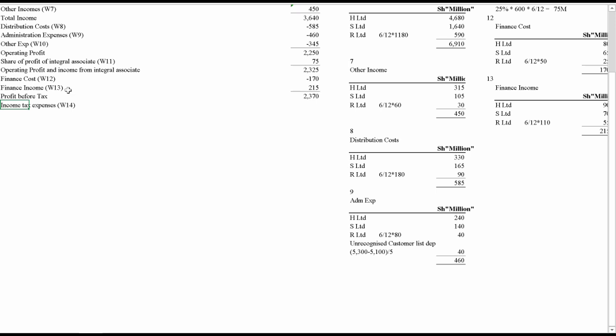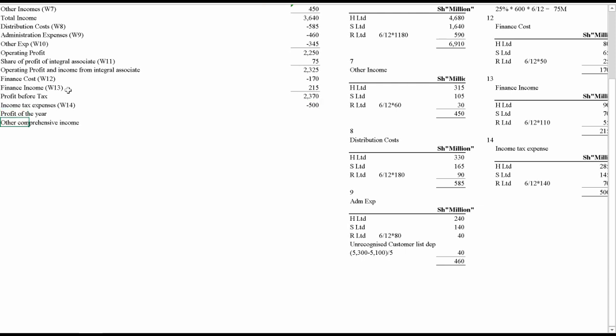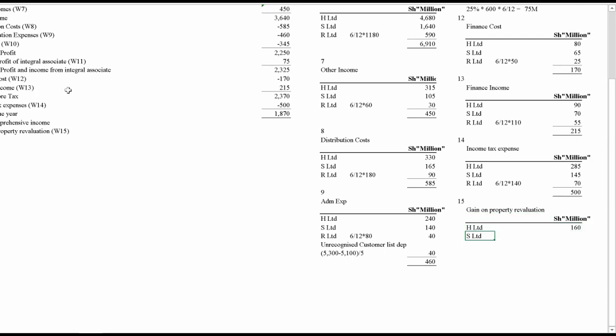2370. Then you have to less the income tax, so as working 14. H you have 285, S 45, and then the 6 month you have 70. So you less the 500 to get the profit of the year to be 1870. So then you have now to find the other comprehensive income. So for the gain on property and valuation, we have working 15. So we add H, which is 160, S 50, and the 6 month get 250.